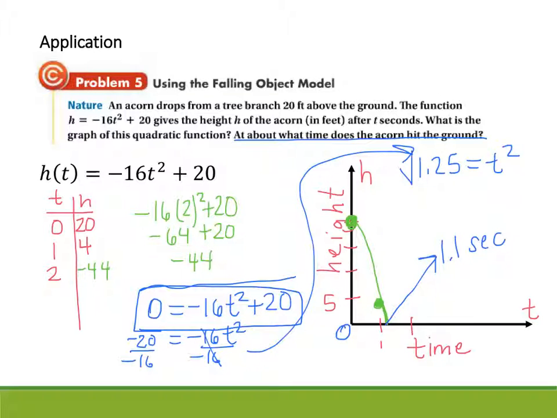Then to solve this, I take the square root of both sides. And the square root of 1.25 is approximately 1.1. So notice that I got the same result by solving this as I did when I estimated it off the graph. So this acorn is going to hit the ground at about 1.1 seconds.